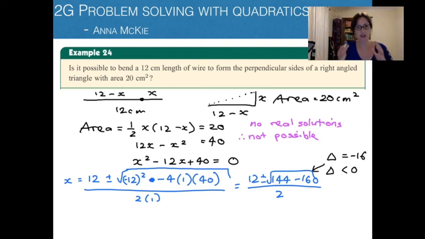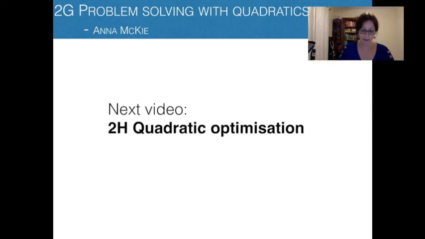Okay, so that's 2 examples of problem solving with quadratics. The next one is on 2H quadratic optimization.